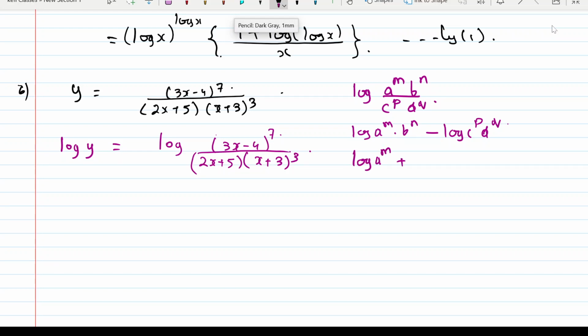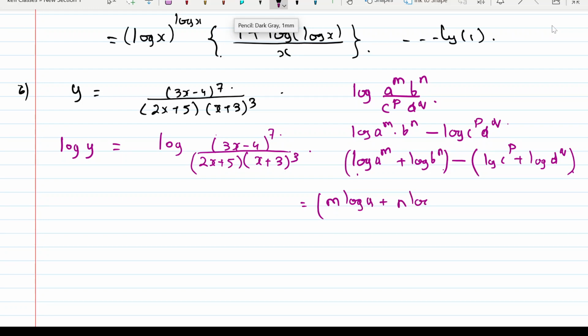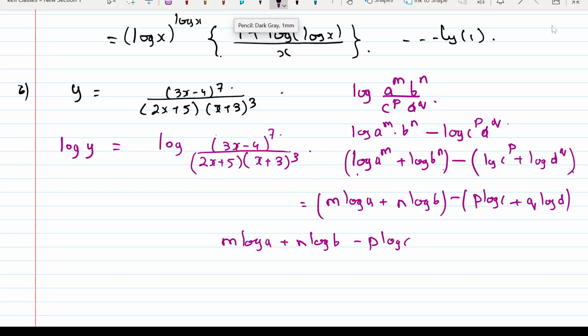Log a raised to m plus log b raised to n minus, now I am putting everything in brackets, minus log c raised to p plus log d raised to q, and this is equal to, now that same law, m log a plus n log b minus p log c plus q log d, and if I remove the brackets, what do I get? m log a plus n log b minus p log c minus q log d.